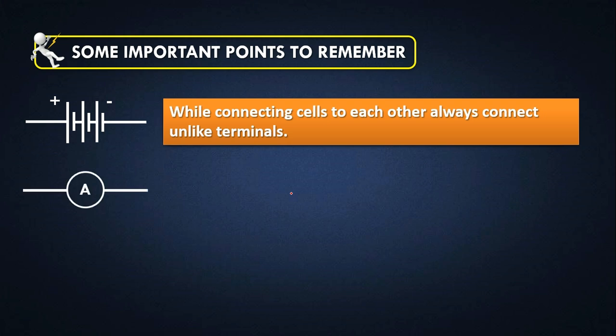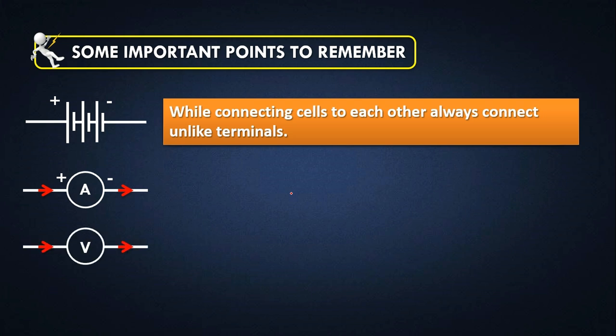Okay, one more is the ammeter, which has the direction of current always from the positive terminal to the negative terminal only. In the ammeter, the current should not flow from the negative terminal to the positive terminal, otherwise it won't show any reading.